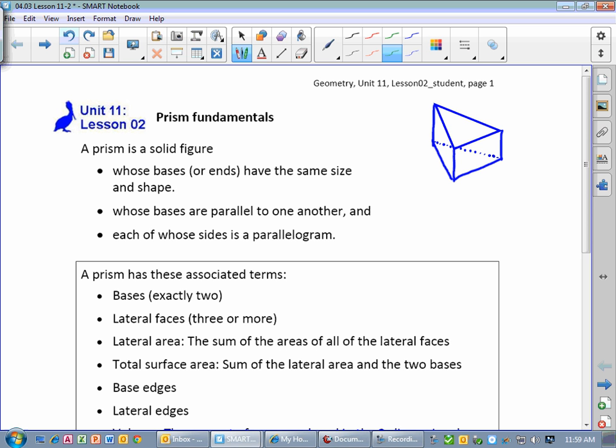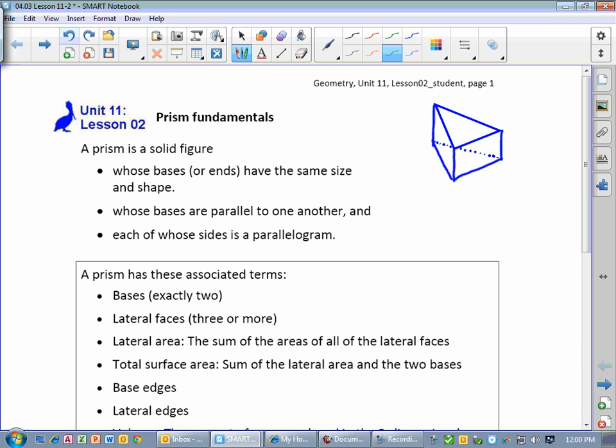Lateral faces. Well, lateral is, you think about like in football. If they throw a lateral, what does that mean? Throw it sideways, right? Well, lateral is the sides of our figure. So we have lateral faces. These are our sides. So there's a lateral face. There's a lateral face. And there's a lateral face we can't even see that's behind here, right? So this has three lateral faces. And every prism will have three or more lateral faces.